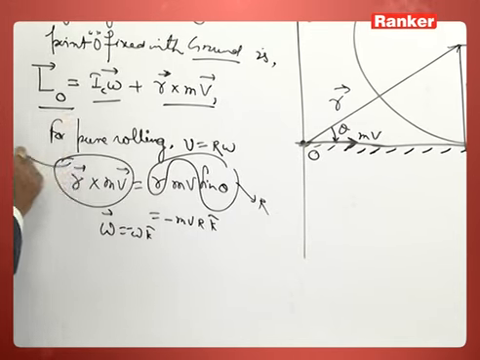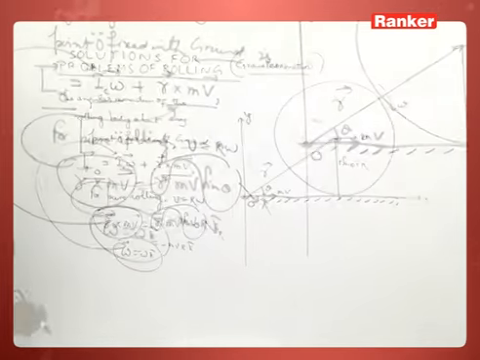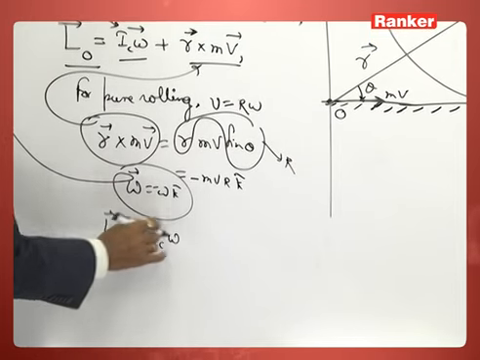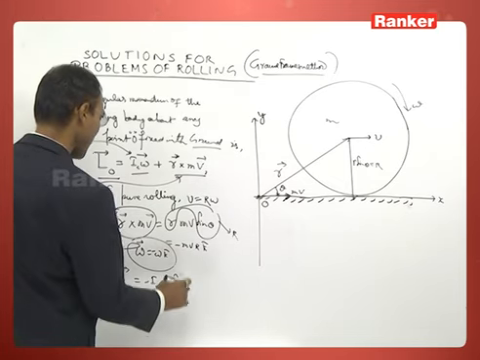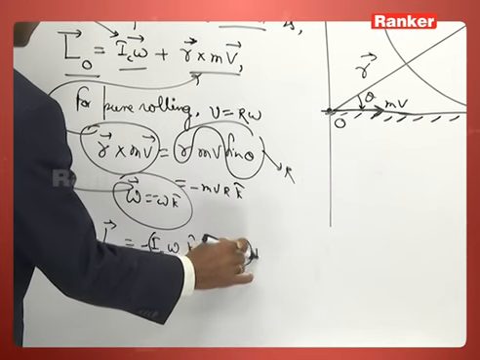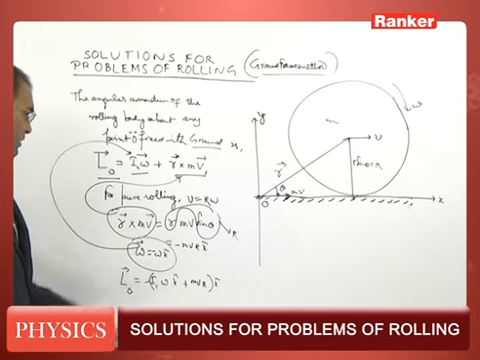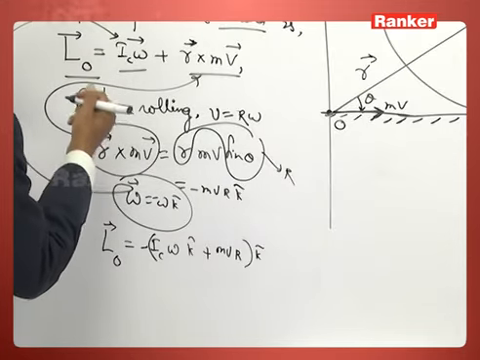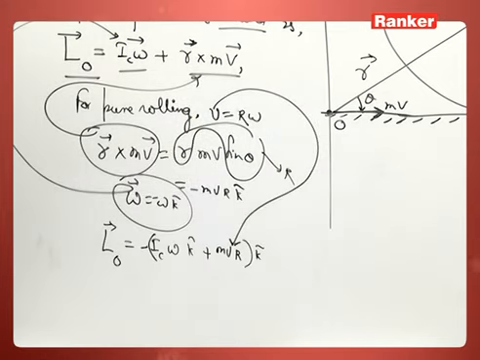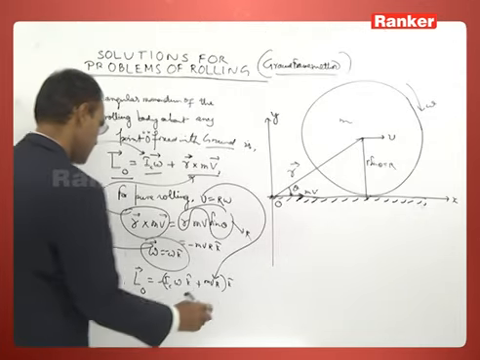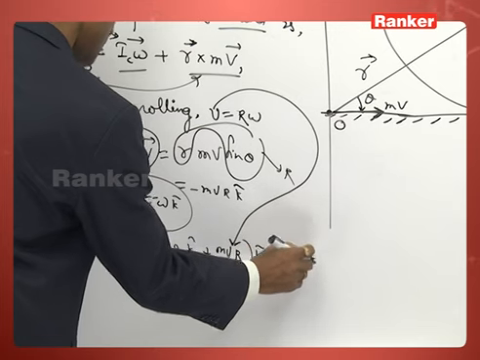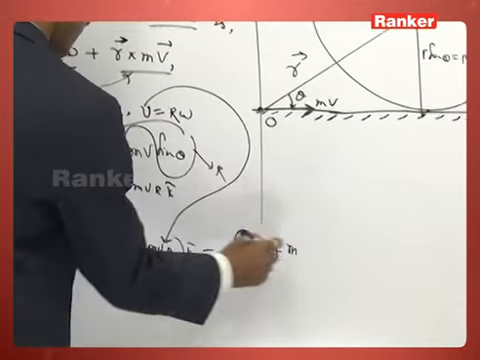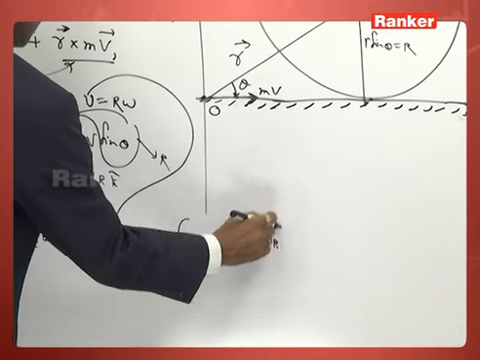You substitute this value and this value in this equation to get angular momentum about O is equal to IC omega minus k cap plus MVR into minus k cap. Take minus k cap out and put V is equal to R omega as the condition of rolling without sliding, to get minus IC omega plus M. Instead of V you can write R omega into R.